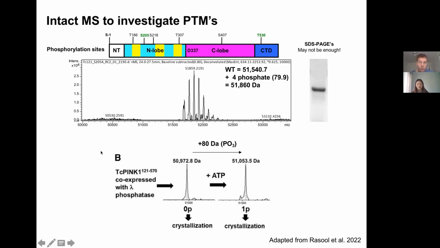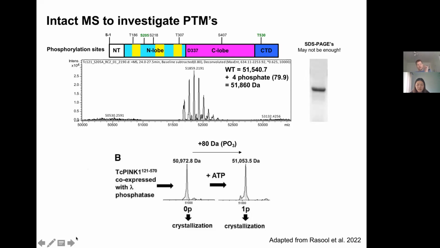And the way that mass spec informed us propelled Shafkat to create this new setup in which he was co-expressing his protein with a phosphatase. And this was very, very cool because now after co-expression with the phosphatase in E. coli and purification, he went from having this multiply phosphorylated protein to a zero phospho protein. And then he could control the reaction by adding ATP and getting it to a singly phosphorylated form. So mass spec was very, very helpful here.